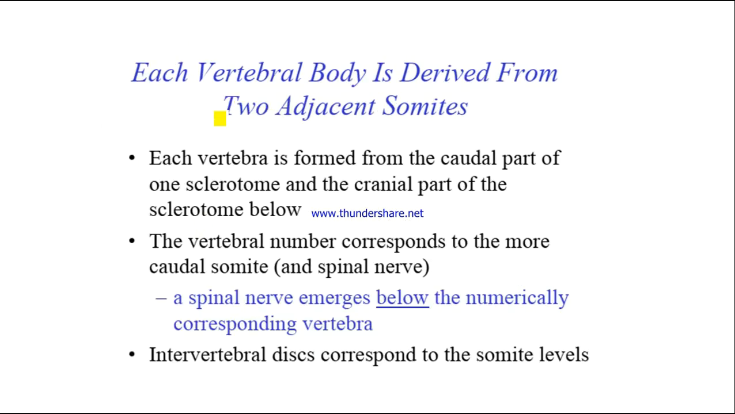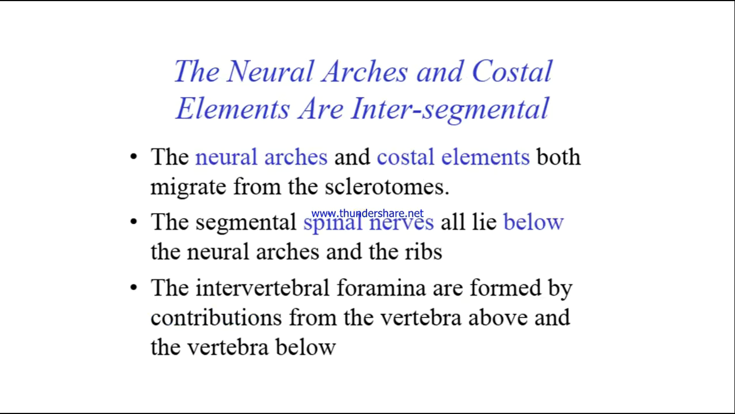So each vertebral body is derived from two adjacent somites, and each vertebra is formed from the caudal part of one skeletome and the cranial part of the skeletome below. The vertebral number corresponds to the more caudal somite and spinal nerve, and a spinal nerve emerges below the numerically corresponding vertebra, and the intervertebral discs correspond to the somite levels themselves.